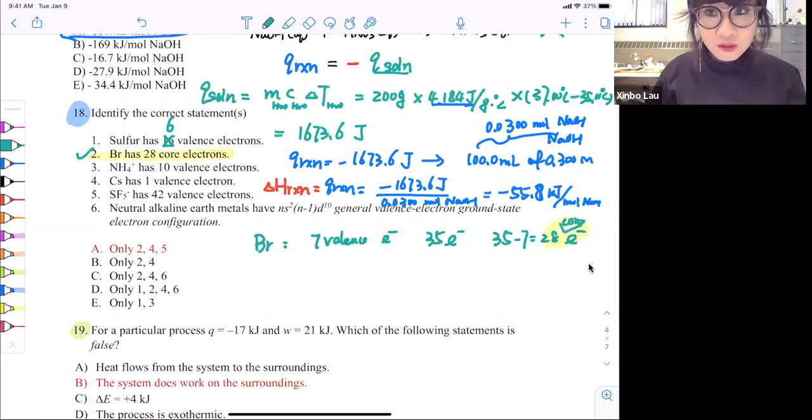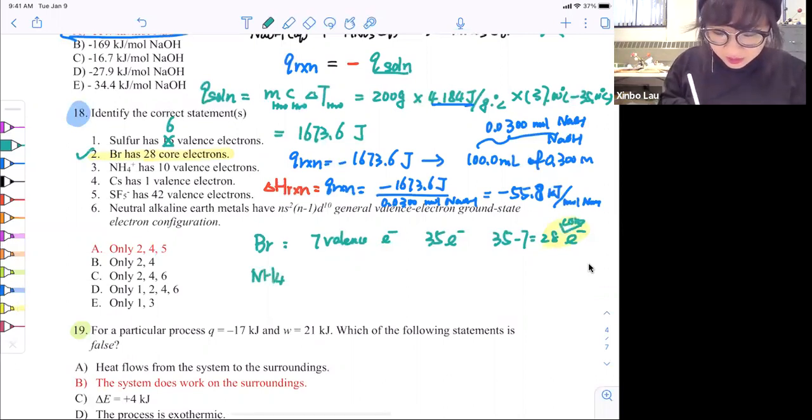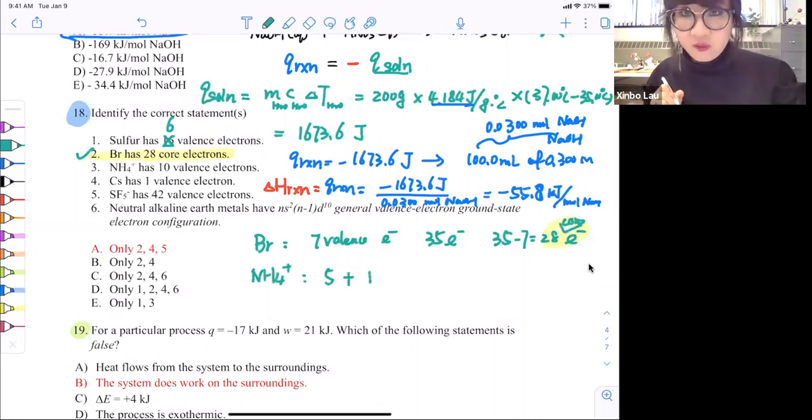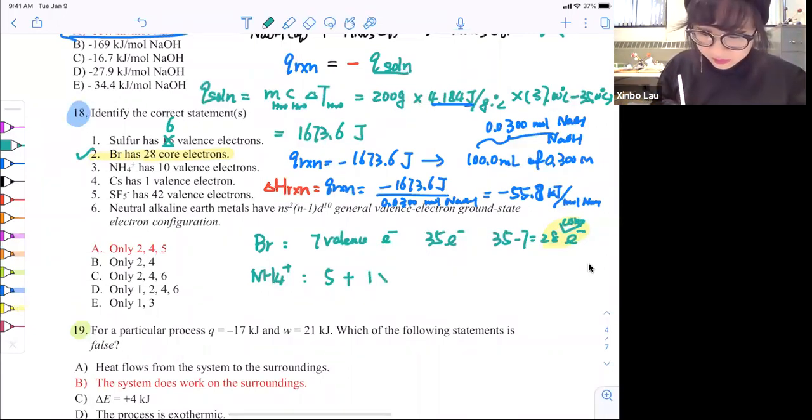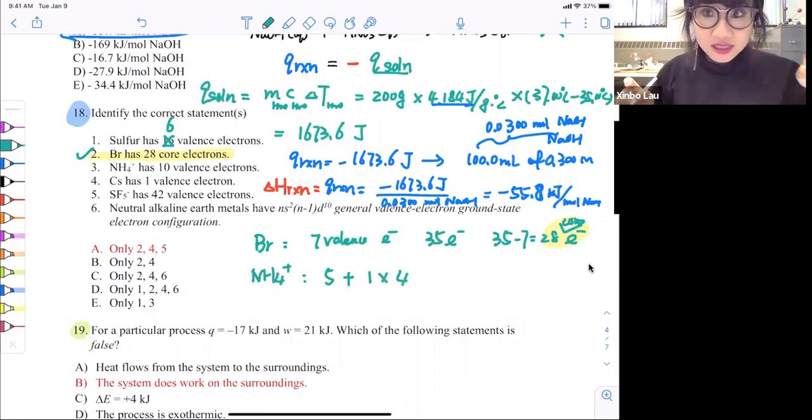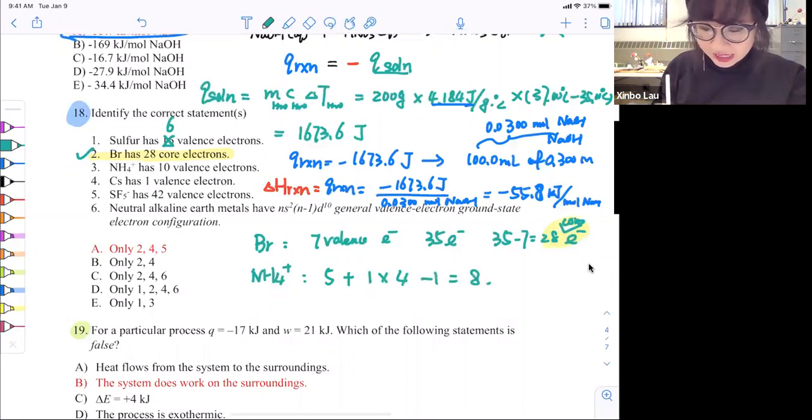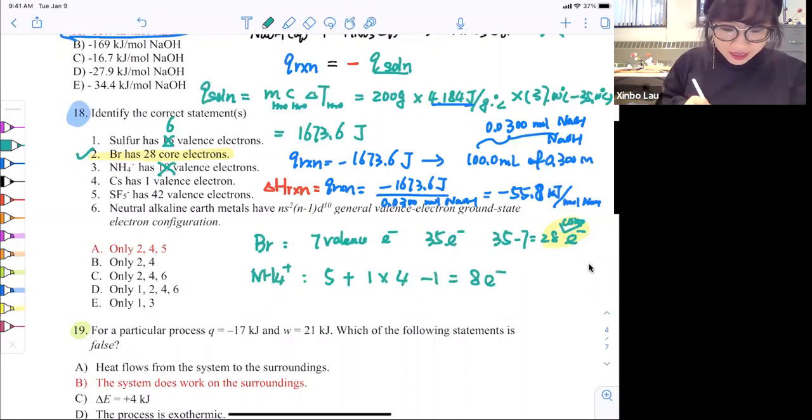And then the next one, for the ammonium ion NH4+, how many valence electrons? It's not a single element, but we're just going to add them up and deal with whatever charge we have. Nitrogen is from the 5A group, so it has 5 valence electrons. Hydrogen isn't from the 1A group, but it does have 1 valence electron. So 1 times 4, and a positive charge means losing an electron, so minus 1. So it actually has 8 valence electrons, and 10 is wrong. So that one is wrong.